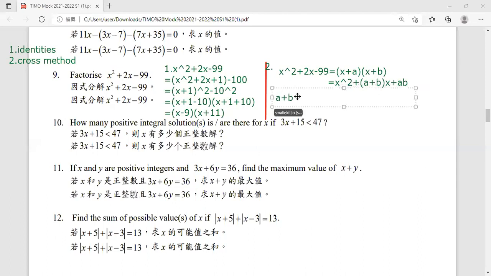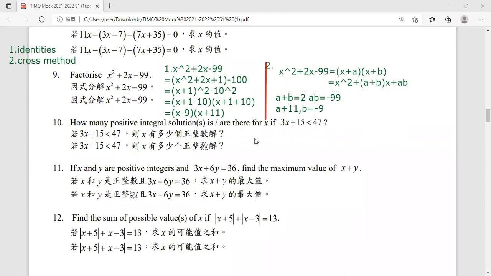Then a plus b equals 2 and ab equals negative 99. And you'll find some numbers to satisfy this. So you'll find a equals 11 and b equals negative 9. So you arrive at the answer (x plus 11)(x minus 9), something like this. Okay.